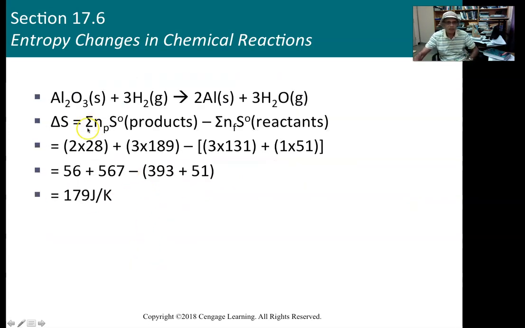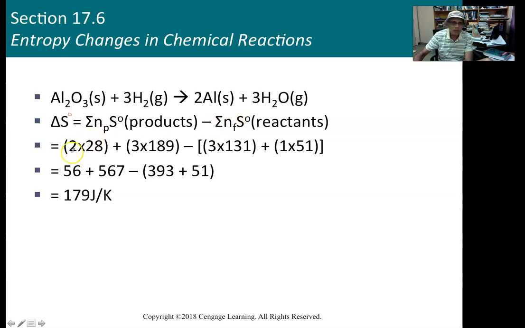Okay, let's look at one example here. So if you look at aluminum oxide, solid, plus 3H2 gas, to give you 2 aluminum, solid, and 3 water, gas. So the standard change in entropy, sorry, I should have put the superscript here, is equal to the sum of the entropy of the products multiplied by their coefficients minus the sum of the entropy of the reactants multiplied by their coefficients.